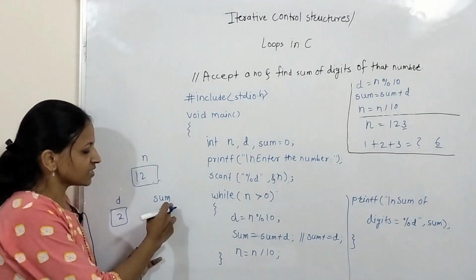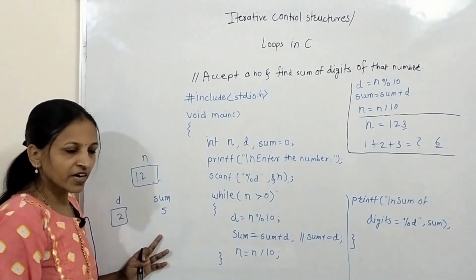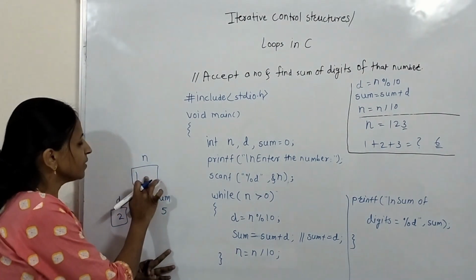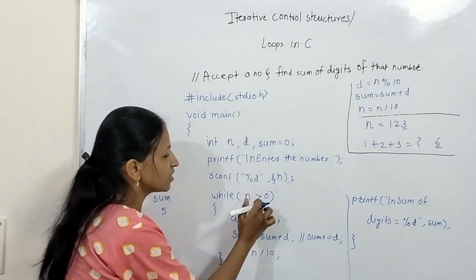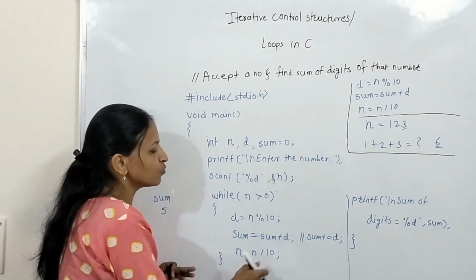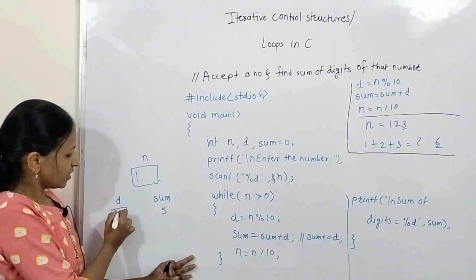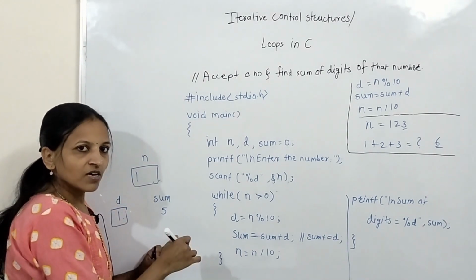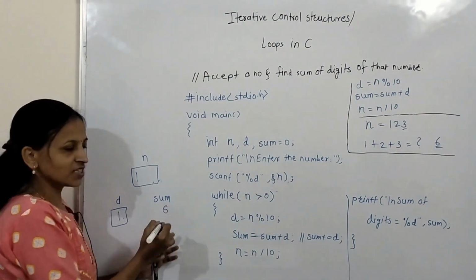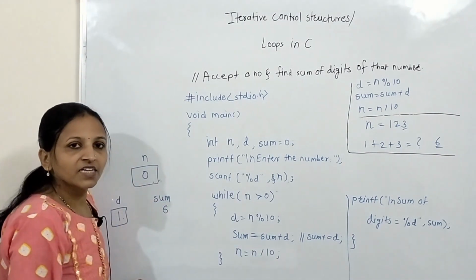Now again that d will get added inside sum, that is 3 plus 2, so sum will become 5, and again n equals n divided by 10. Now n will become 1. Now again control will come here and check the condition. Now 1 is greater than 0. Yes, it is true. Again the loop will get executed. Now d equals 1 modulus 10, that is 1. Sum equals sum plus d. Sum is now 5. 5 plus d, that is 5 plus 1, so 6 will get stored inside sum, and now n will become 0 because n equals n divided by 10.